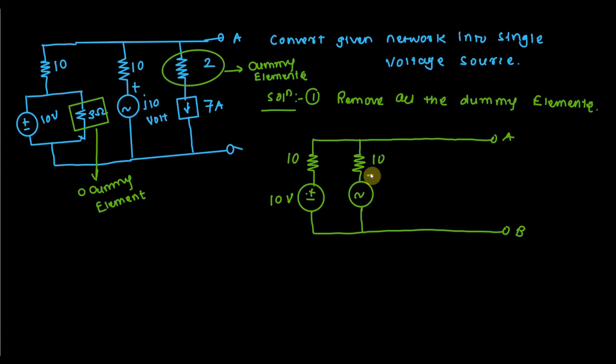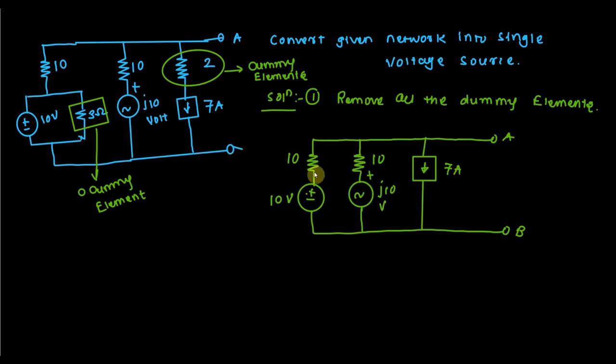This is the AC, so the remaining are DC, but this value is J10 volt. Fine. And this 2 will go, or this will be eliminated, and the remaining is only the current source whose value comes out to be 7 ampere. Right. So this will be the circuit after removing the dummy element. Okay. So you can see that after removing the dummy element, we will get this answer.